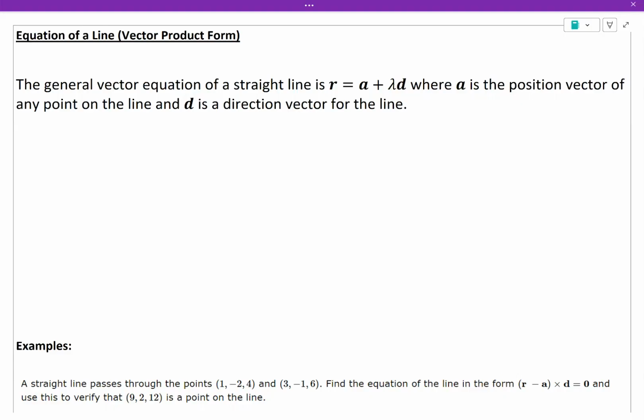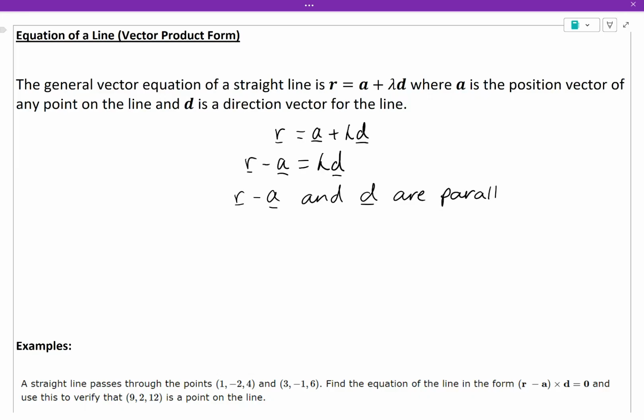Okay, so I'm going to come up with a different form for writing this involving the vector product. I'm just going to write r equals a plus lambda d here, and I'm going to rearrange. I'm going to subtract the vector a from both sides, so we'd get r subtract a is equal to lambda d. So what do we learn from this? We learn that r subtract a is equal to some multiple of d. If r subtract a is equal to some multiple of d, then r subtract a and d are parallel to each other.